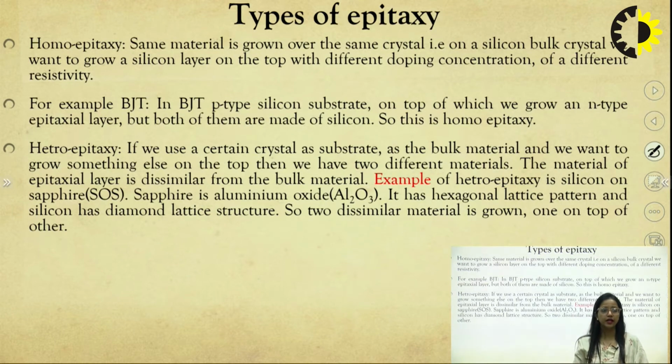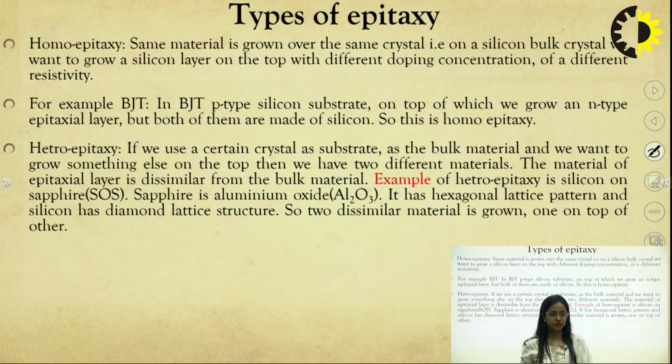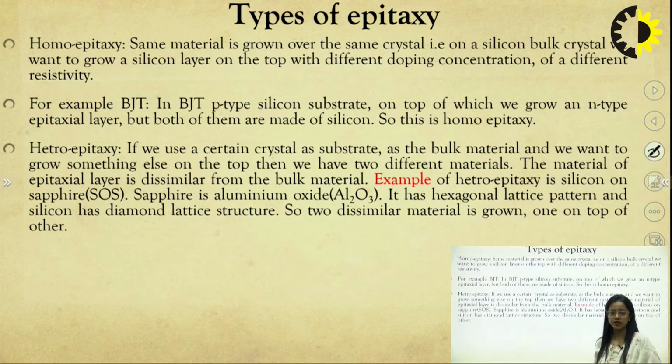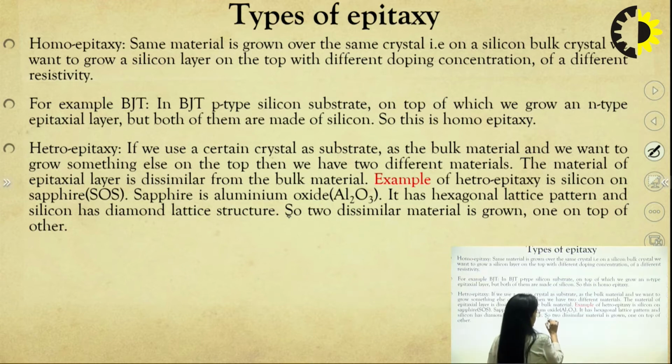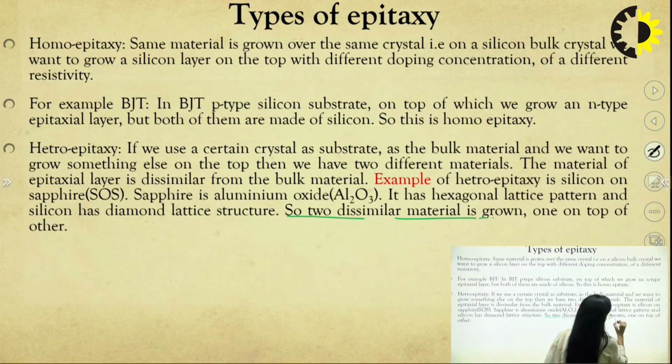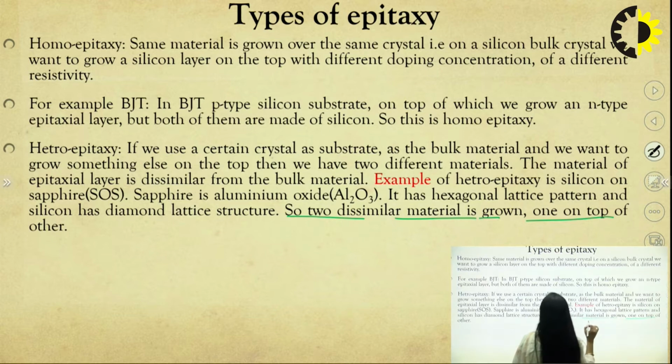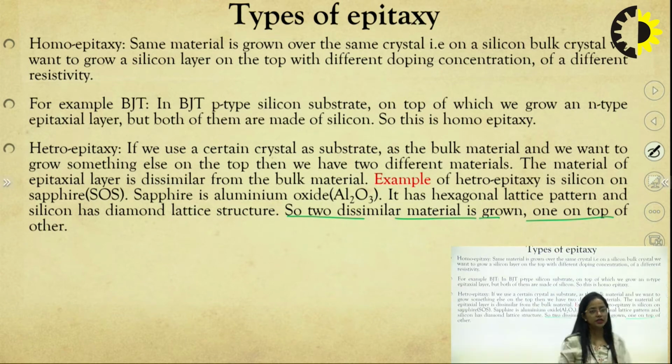And in heteroepitaxy, the two materials are different, so we can have silicon on sapphire, where sapphire is nothing but aluminum oxide, Al2O3. The crystal lattice structure, everything is different. So when a dissimilar material is grown on top of another, we call it heteroepitaxy.